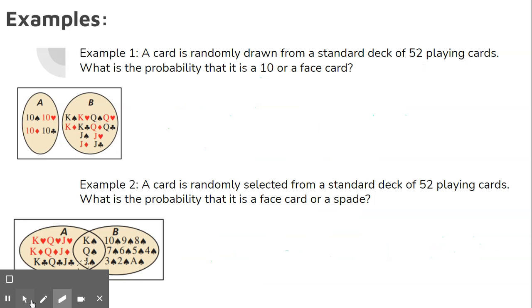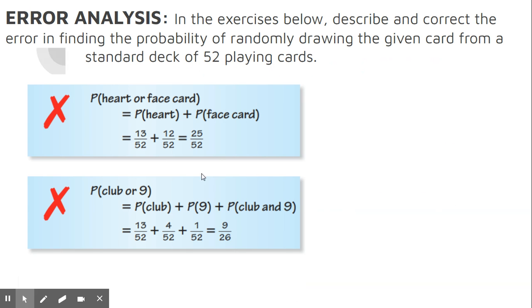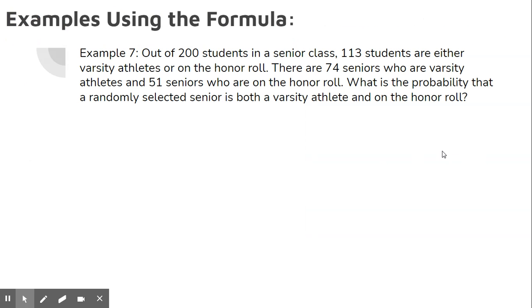Okay. Next ones are very similar, so I'm not going to go through those. We have our error analysis. Again, similar idea. The thing we want to be aware of is that the error in the first one, a heart or a face card. You can have face cards that are hearts: king of hearts, queen of hearts, jack of hearts. So you do need to subtract out here. And in this case, they added the doubles instead of subtracting them.